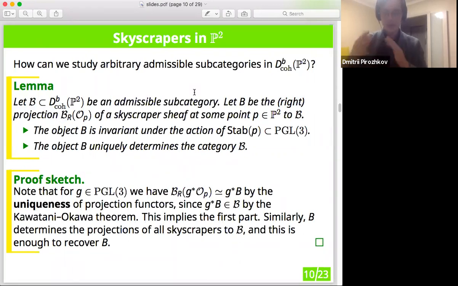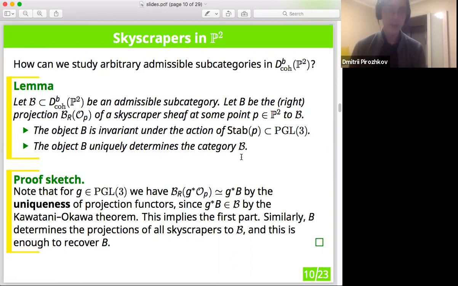So overall, I take a skyscraper and project it to my subcategory B. I call this just Roman B. And here are a few observations about this object. First of all, it will be invariant under the action of the subgroup of PGL3 which stabilizes this point. And second, perhaps more importantly, this single object Roman B in fact uniquely determines my admissible subcategory.